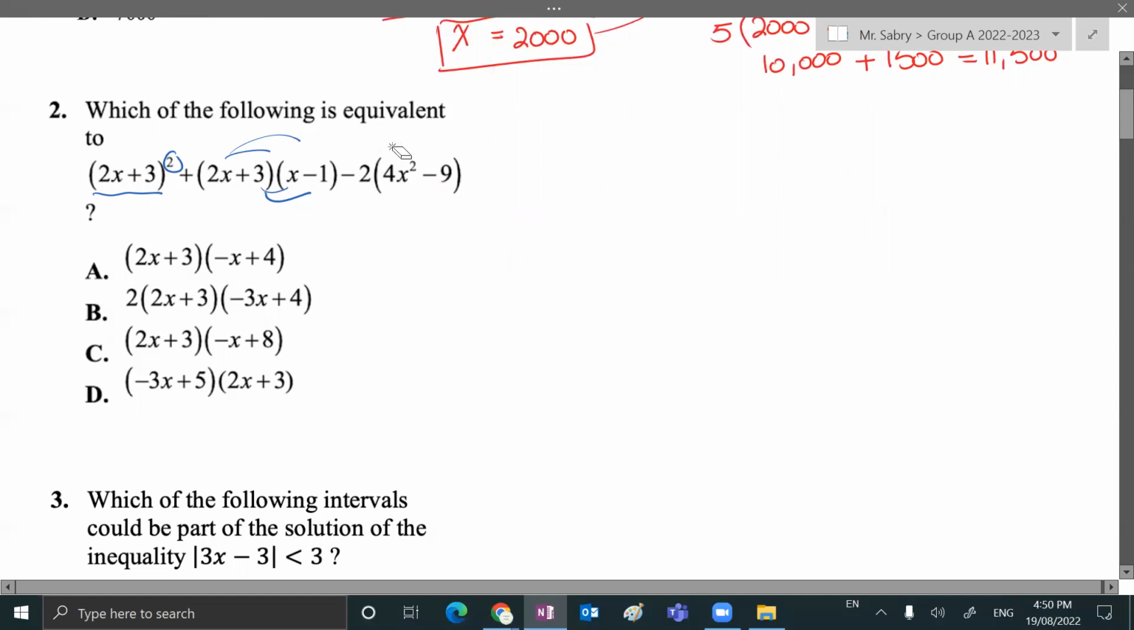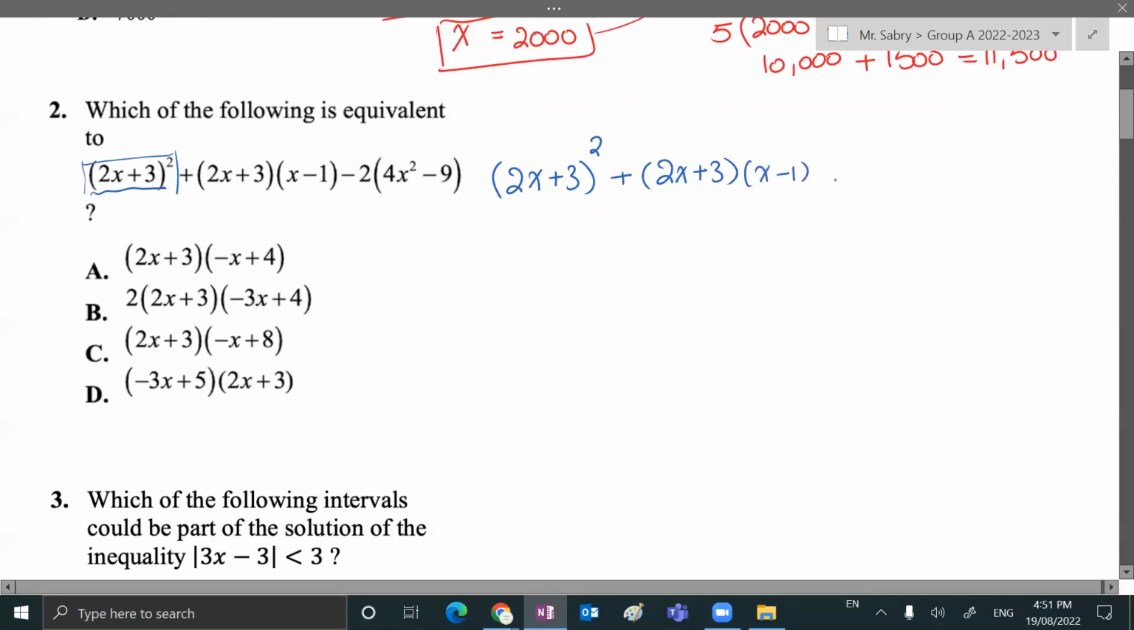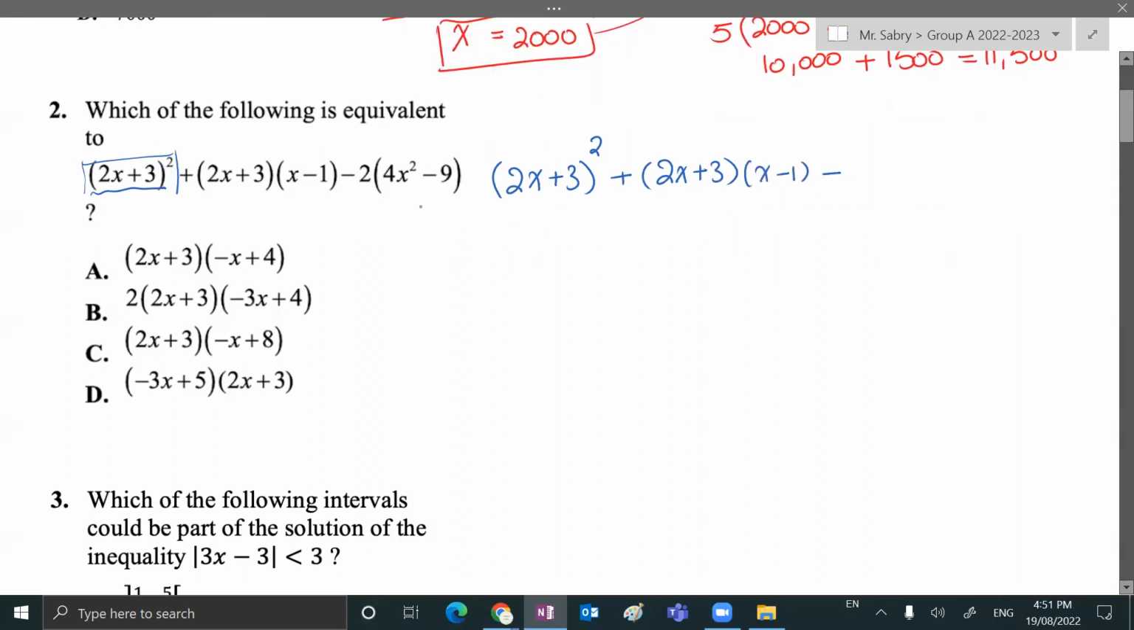So how do I do that? I think of all the factorization methods that I know. First of all, this bracket here with the power of 2, I'll just leave it as it is for the time being, as there's nothing I can do to factorize it simpler. It's already a factor. Same thing with the 2x plus 3 and the x minus 1, these two are already factors. I'll leave them as they are for the time being.